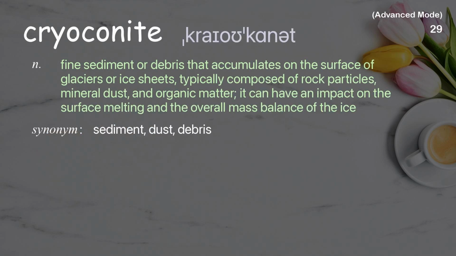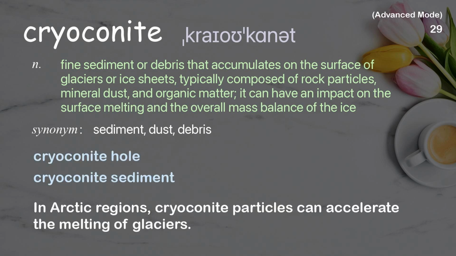Cryoconite. Fine sediment or debris that accumulates on the surface of glaciers or ice sheets, typically composed of rock particles, mineral dust, and organic matter. It can have an impact on the surface melting and the overall mass balance of the ice. Examples: Cryoconite hole, cryoconite sediment. In Arctic regions, cryoconite particles can accelerate the melting of glaciers.